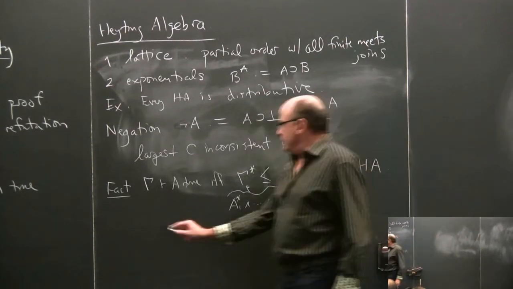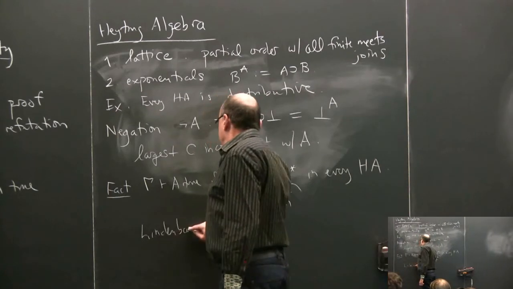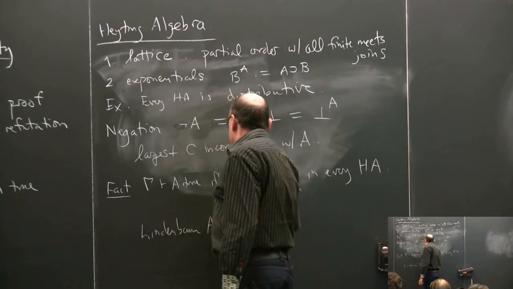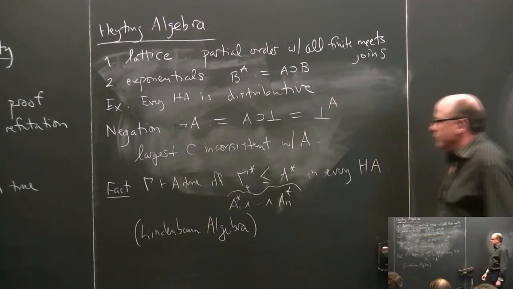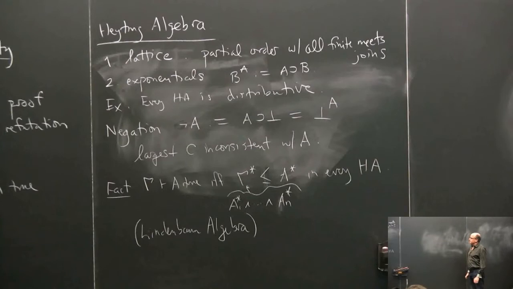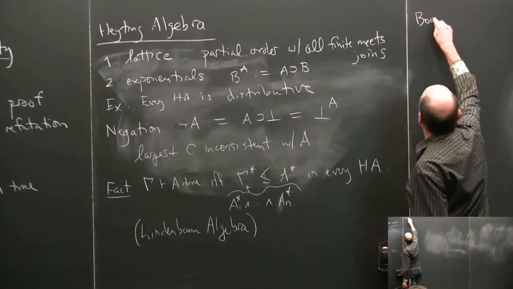The key thing was the idea of what is called the Lindenbaum algebra. If you've studied any logic, you've run across the idea of the Lindenbaum algebra. So the key to the proof is constructing what's called the Lindenbaum algebra. And then we had the idea of a Boolean algebra.